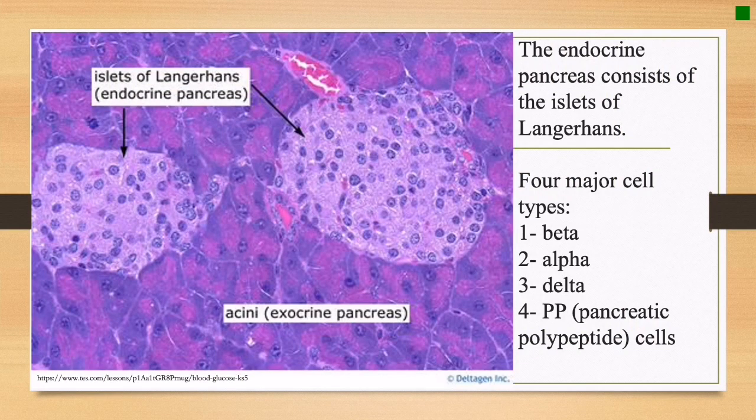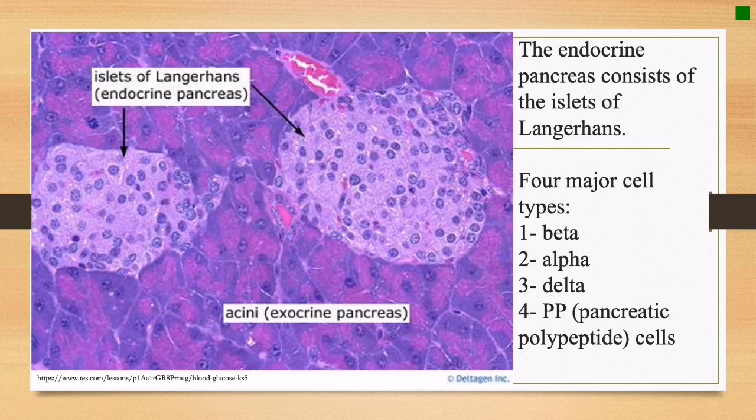Let's start with a brief review of the endocrine pancreas. The endocrine pancreas consists of the islets of Langerhans, which contain four major cell types: beta, alpha, delta, and the PP cells, or the pancreatic polypeptide cells. The beta cells produce insulin, which regulates glucose utilization in tissues and reduces the blood glucose levels. The alpha cells produce glucagon, which raises the glucose levels through its glycogenolytic activity in the liver.